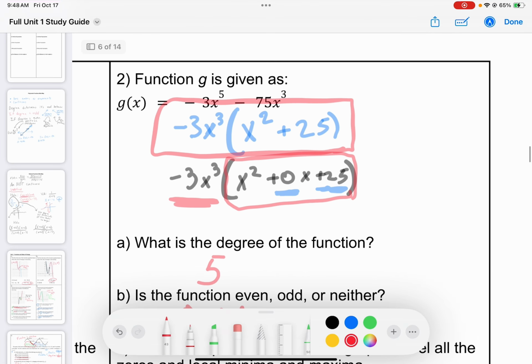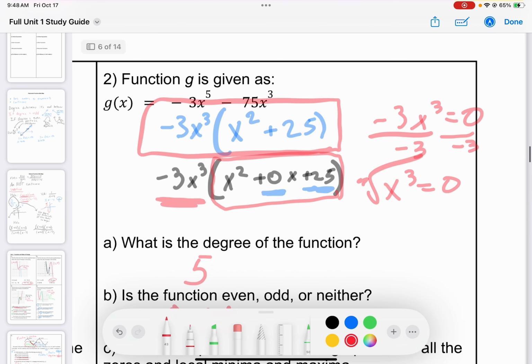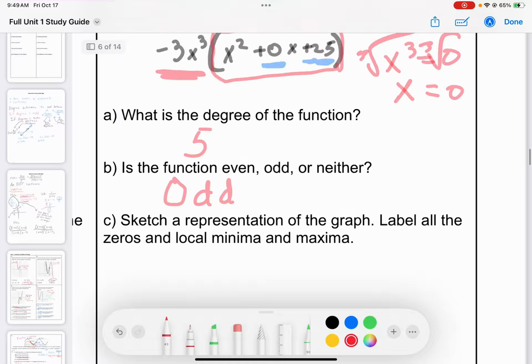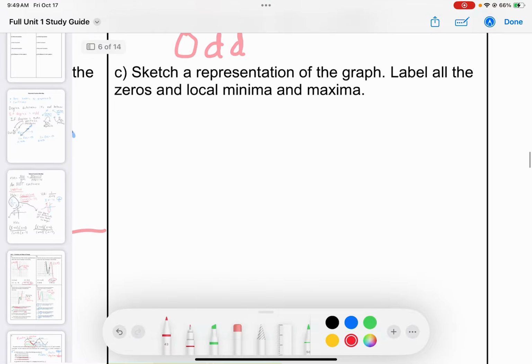And so I can say negative 3x cubed equals 0. Divide by negative 3. 0 divided by anything is 0. So I get x cubed equals 0. I'll take the cube root of each side. X is equal to 0. So I do have a zero at 0. That's my only zero.